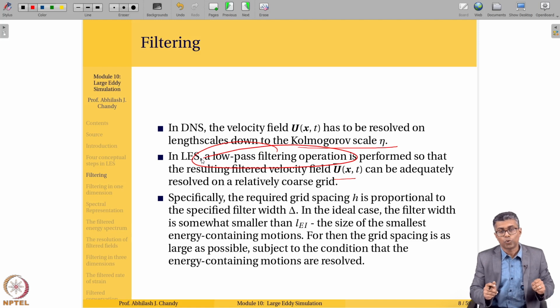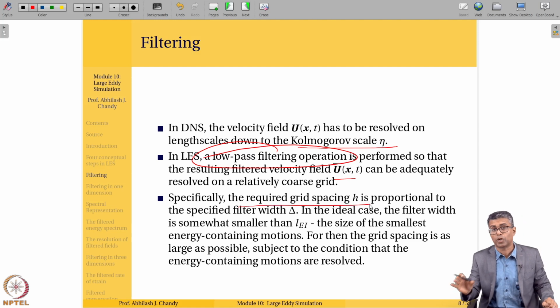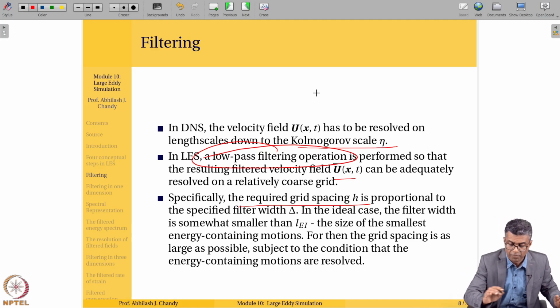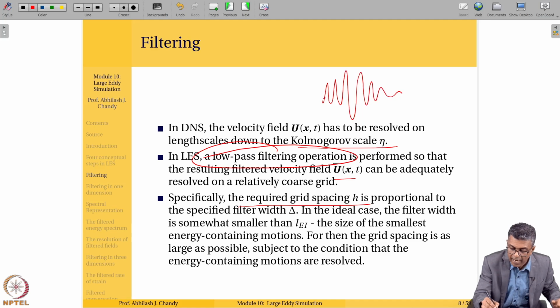More specifically, you would use the required grid spacing which is proportional to delta, delta being the filter width. So when you're applying a filter, there is some kind of filter width that you apply, meaning anything within that filter width is neglected, is modeled, right? That's your small scale motion. And anything outside that filter width is obviously captured. So if I have, for instance, a signal that looks like this, and I smooth it out in such a way that I capture only these parts, so if my filter is the following, and let's say this is U, then my filtered velocity field is going to look like this. I'll draw it here.